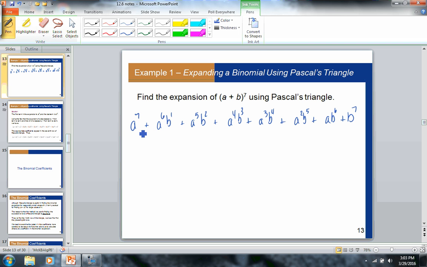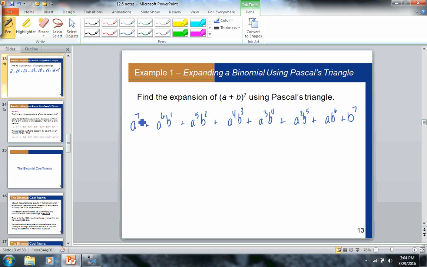So that's the way I like to fill it in. I like to start with my first term and go all the way from left to right, and then start with my second term and go all the way from the right to the left. And remember to do that double check that every degree has to add up to 7.